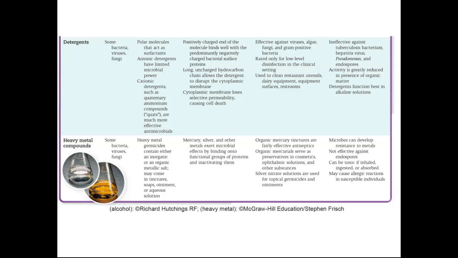We can use detergents or soaps. These are going to have lots of polar molecules and act as surfactants. Depending on the detergent, we can have an anionic or a cationic detergent. Our cationic detergents are sometimes referred to as quats, and they are very effective antimicrobials because typically the cell wall of the bacterium has a negative charge. So if we have a positively charged detergent, it's going to preferentially want to stick to that bacterial cell wall. Anionic detergents don't necessarily stick to bacterial cell walls very well, so they don't have as much effectiveness.